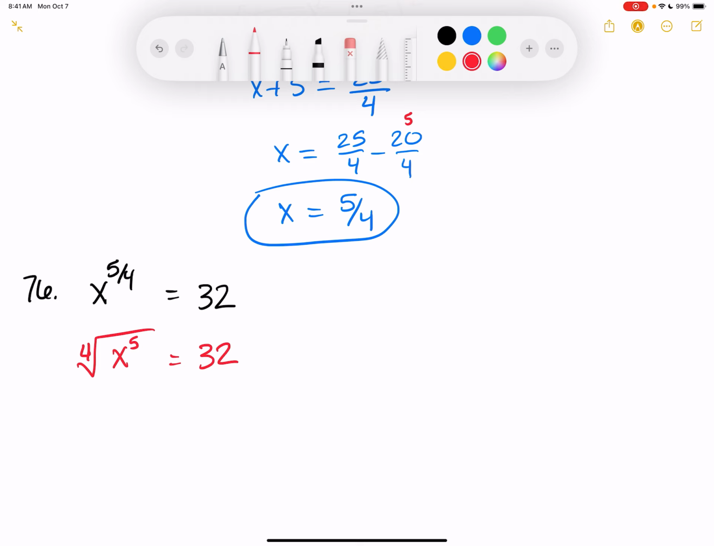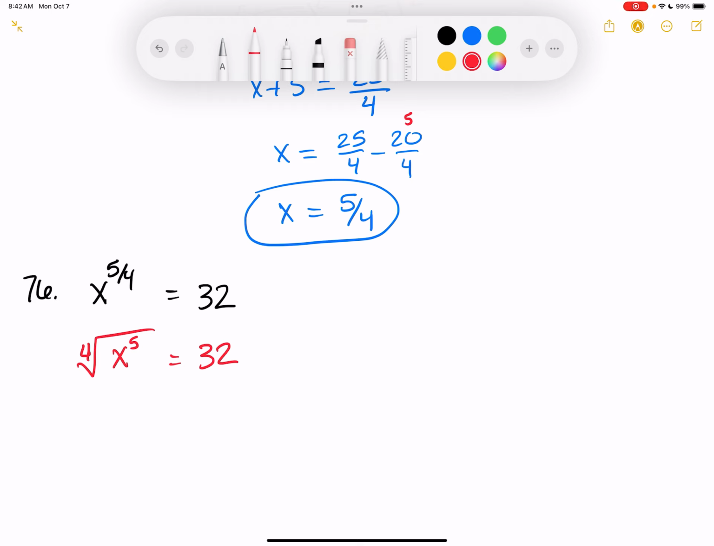Now, I need to undo this, okay? Now, I'm going to be honest. Ultimately, how do I undo this? I'm going to raise it to the 4th power, and I'm going to take the 5th root. But do you know what 32 to the 4th power is off the top of your head? No. Maybe not. Probably not.